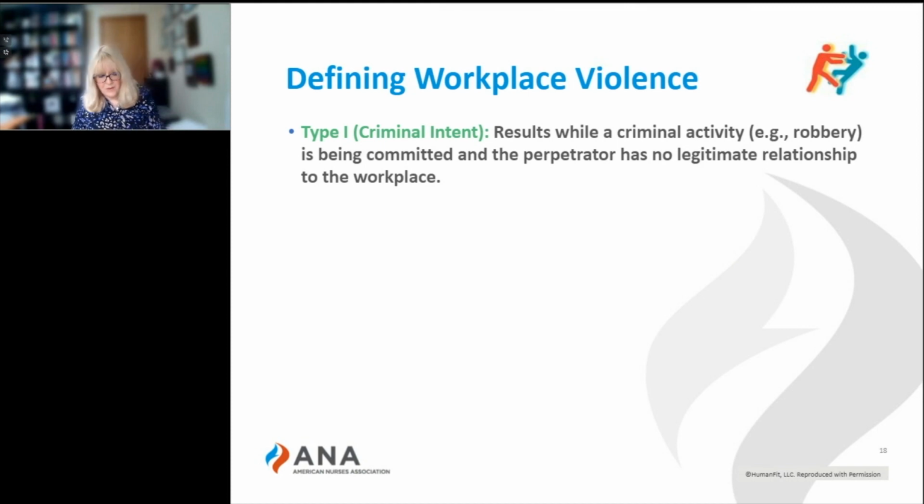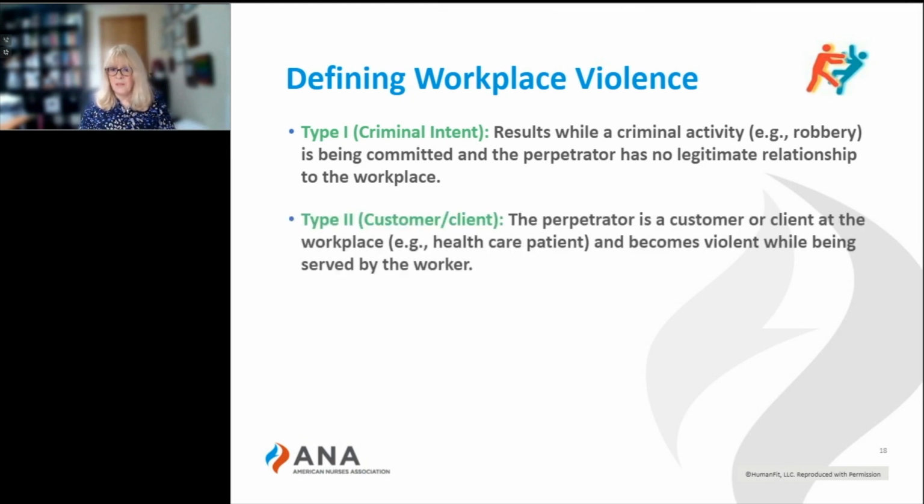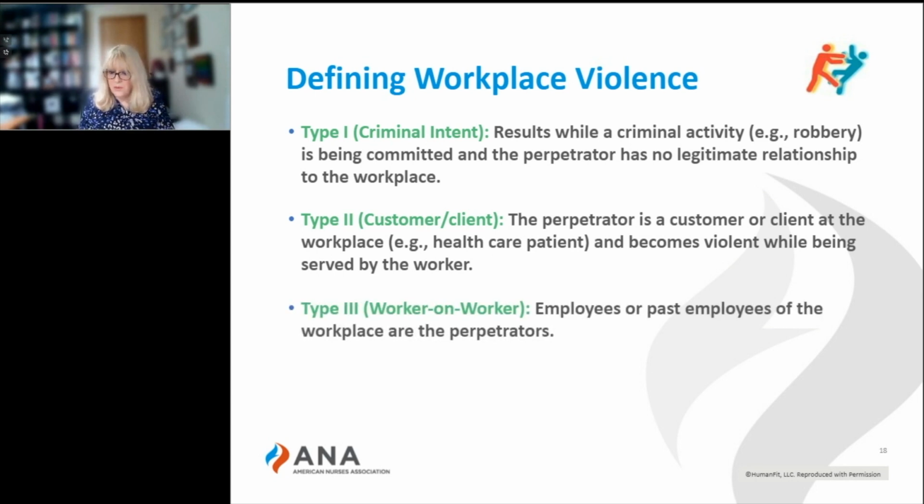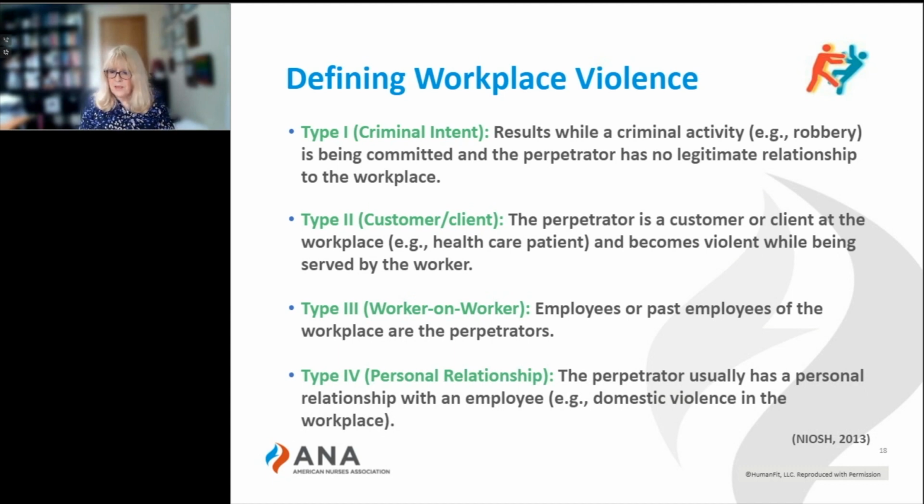So when we talk about the types of violence, this is really a global definition. Type 1 is criminal intent, where the perpetrator has no relationship to the employer or the workplace. Type 2 is our customer or client violence. This is your patients, your visitors, your family members who become violent while you're caring for them. And then your type 3 are your co-workers, or, as I've just mentioned, they can be current or past employees, but have a relationship to the workplace. And type 4 is where we have that personal relationship. Domestic violence is a good example of this.